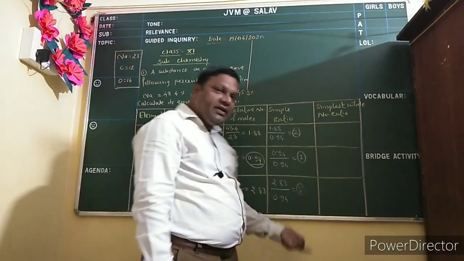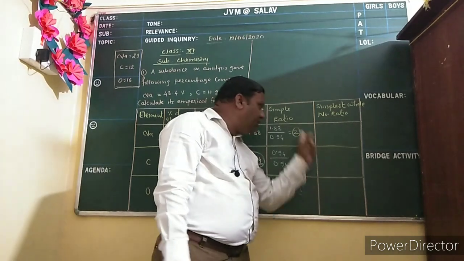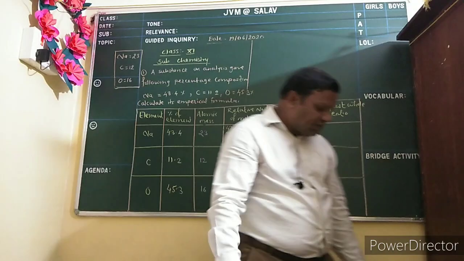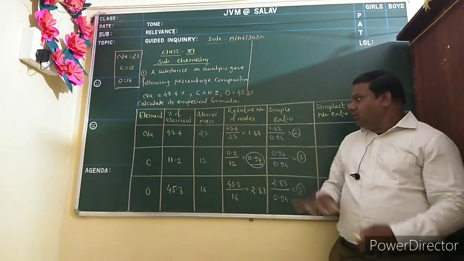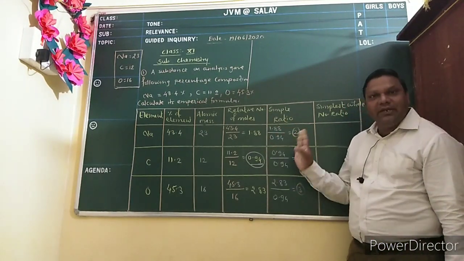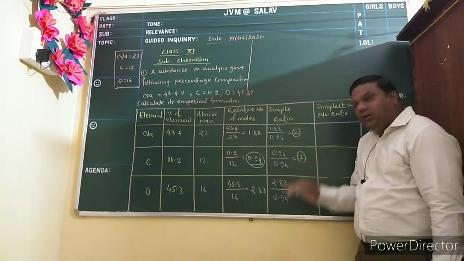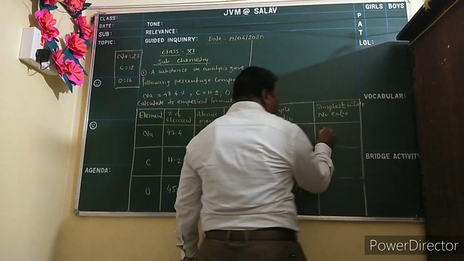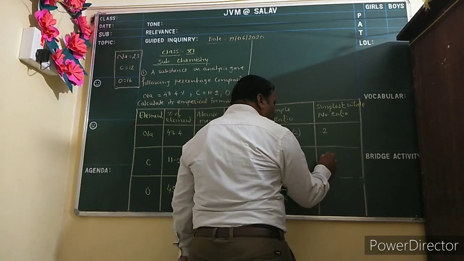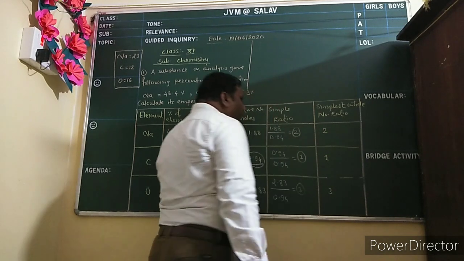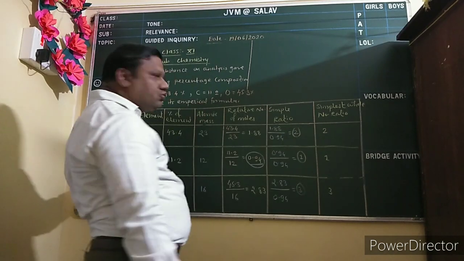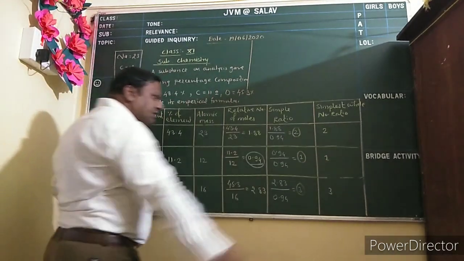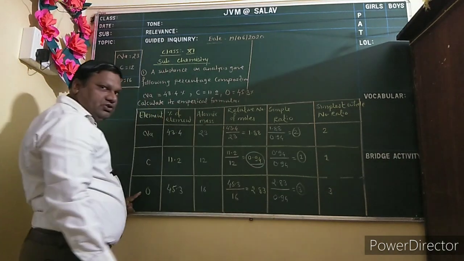Now, what do we do for the simplest ratio? If this simple ratio is fractional, then we have to multiply by a suitable integer. But it is already a whole number, so it is not required. It's only 2, 1 and 3. This 2 is for sodium, this 1 is for carbon, and this 3 is for oxygen.